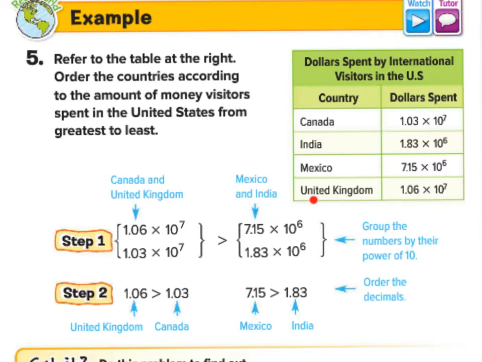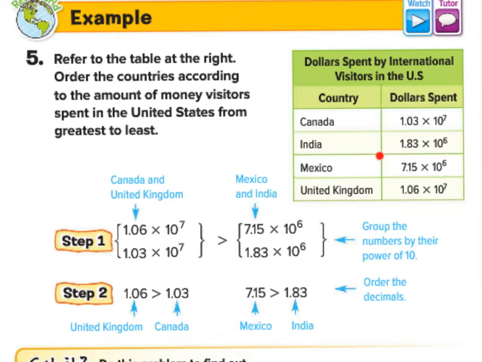But you can see that United Kingdom has the 1. They both have the same exponent, but when you go over 2 place values, they have a 6 here, and we only have a 3 in Canada. So the United Kingdom is definitely the biggest number. Then Canada, then Mexico, then India.